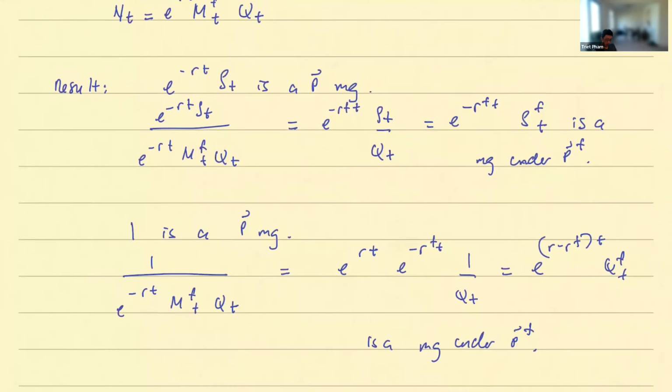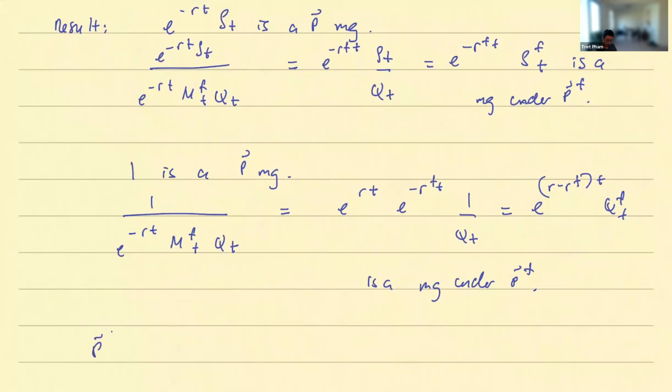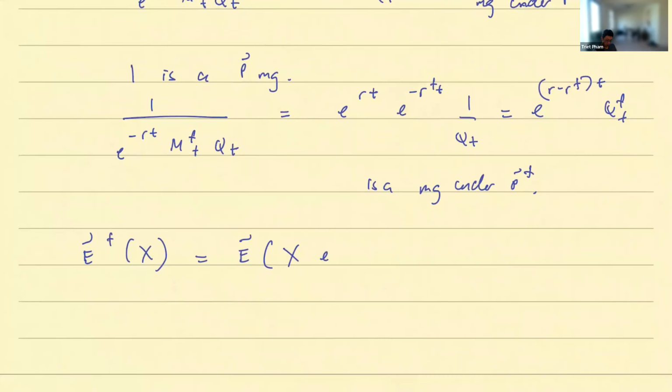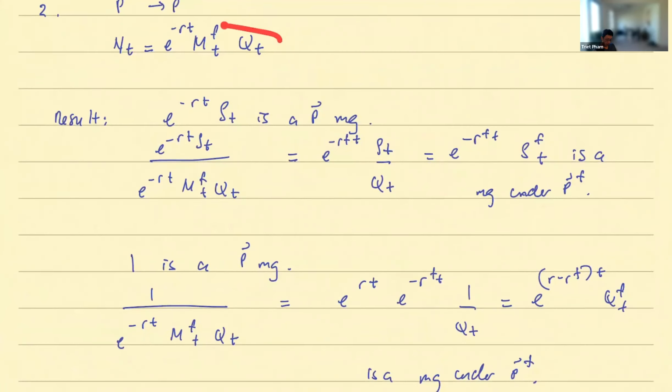What does that mean? What is P tilde F? P tilde F of any random variable will be the expectation of X. What's the change of measure kernel? It will be this divided by N0. So e to the minus RT MFT QT divided by Q0, because at time 0 this is 1, only this is Q0. So that's that.